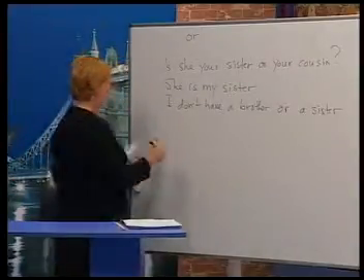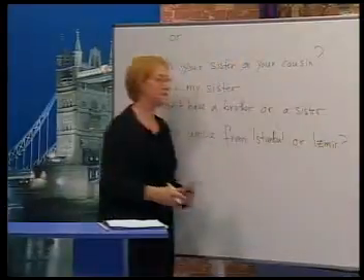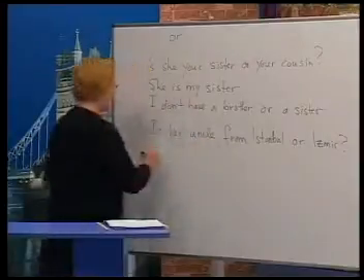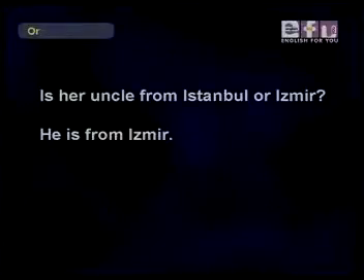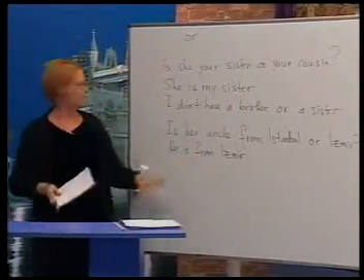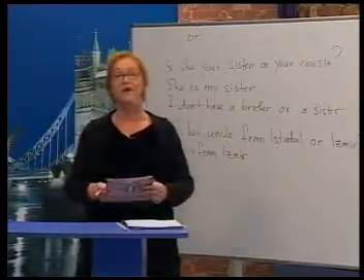Here's another one. Is her uncle from Istanbul or Izmir? Is her uncle from Istanbul or Izmir? Oh, he is from Izmir. Okay, so this gives a choice. Now, let's practice.